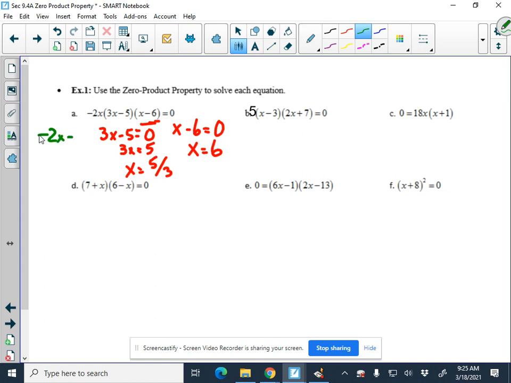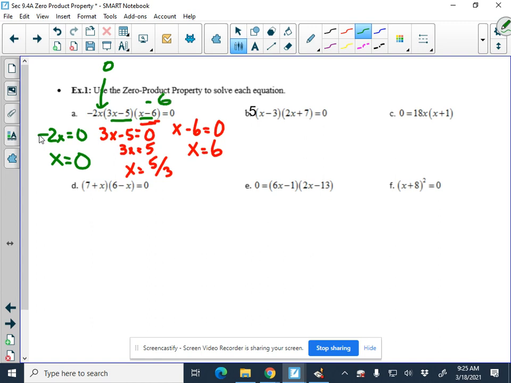You take negative 2x, you set it equal to 0. To solve that equation, we divide by negative 2. If you divide by negative 2 on both sides, you're going to get x is 0. That means if I put 0 in here, it outright turns that one into 0. Negative 2 times 0 is 0. Doesn't matter what this one is and this one is.